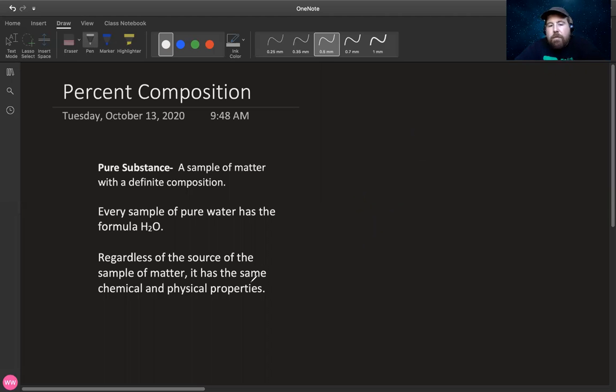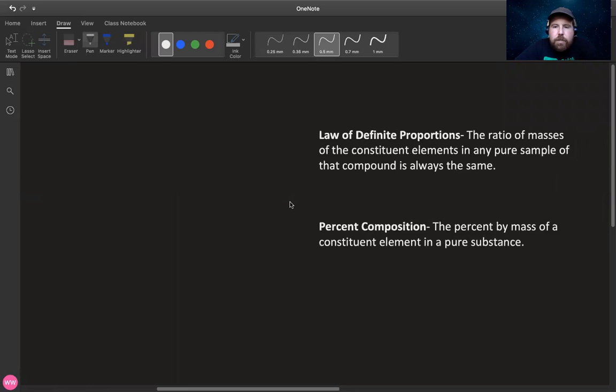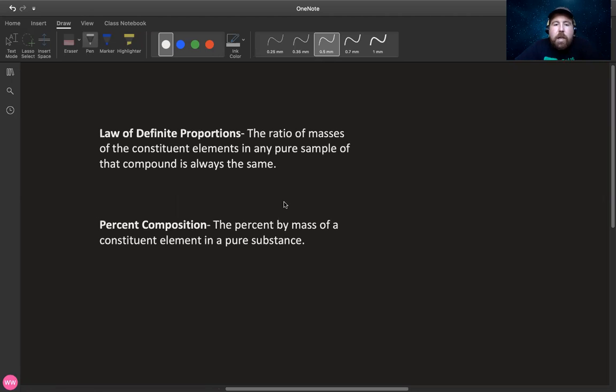Regardless of the source of the sample of matter, it has the same chemical and physical properties as any other source or any other sample of that pure substance. A pure sample of H2O is going to have the same properties as another sample of pure H2O. So with that being said, we can jump in and define the law of definite proportions. The law of definite proportions is also sometimes called the law of constant composition, and it really just says that the ratio of masses of the constituent elements in any pure substance is going to be the same, meaning that the ratio of those elements is constant. So once again, this is really just defining what a pure substance is. And that means that the percent composition of any element within a compound is the same.